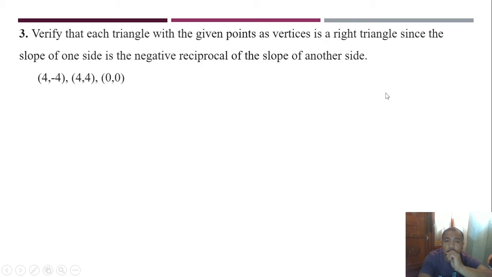Verify that each triangle with the given points as vertices is a right triangle, since the slope of one side is the negative reciprocal of the slope of another side. So we have here the vertices of the right triangle: (4, -4), (4, 4), and (0, 0). So what are we going to do? Verify. Verify mo lang kung right triangle yan. How? By just solving the slope of their legs. We all know that in the right triangle, the legs are perpendicular.